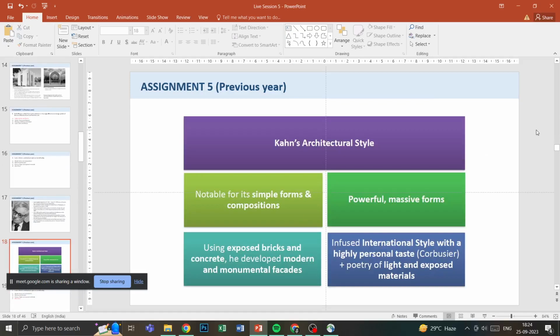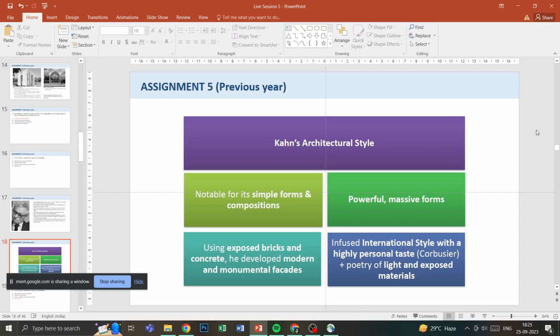So these are a few of Kahn's architectural style philosophies. He was known for the use of simple forms and compositions: rectangles, circles, triangles, simple geometric forms. But they are massive, in the sense that they have a monumental facade. When you look at the buildings Kahn has created, for example IIM Ahmedabad, you can see how huge they look, and he has given a monumental scale to these buildings.